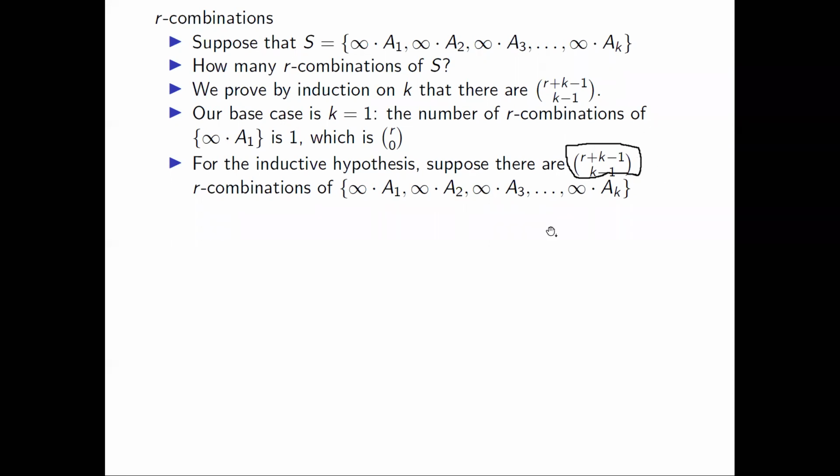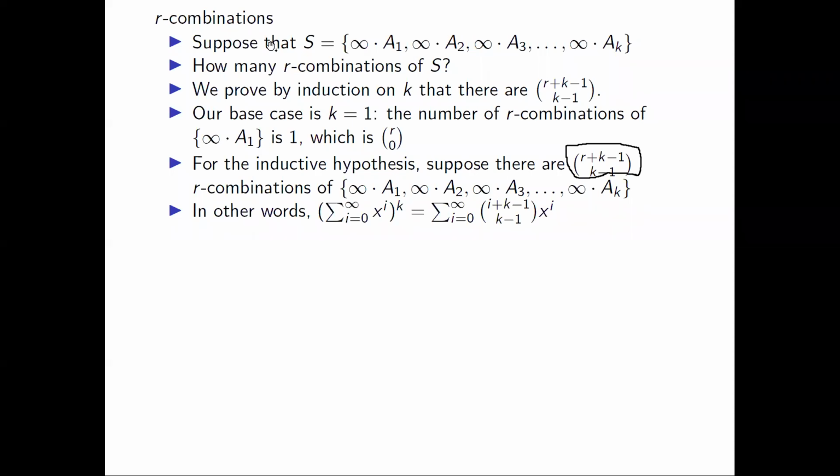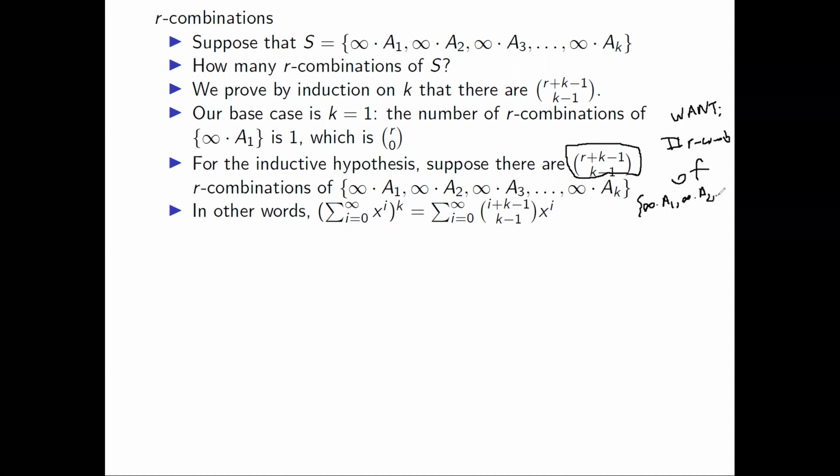In other words, what we want is that the number of r-combinations of this set, infinity times a1, infinity times a2, up to infinity times a sub k plus 1, is equal to r plus k choose k. So that's our goal, and I'll put a question mark because we haven't proved that yet. That would be the next step of our induction, so we want to use our inductive hypothesis to prove that this is true.